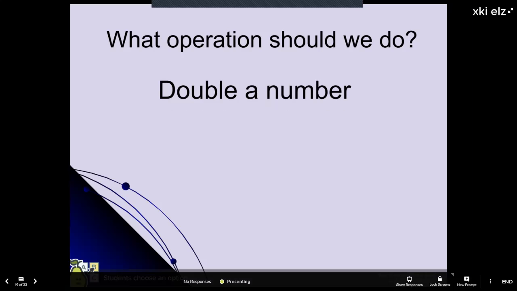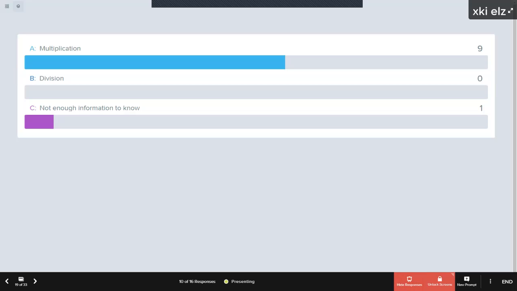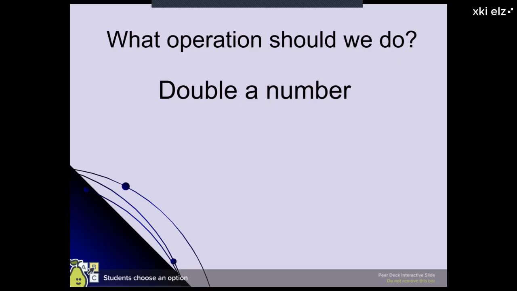All right, so quick check. What operation should we do? Double a number. All right, and most of you guys pick multiplication. Good job. Not enough information. We do. When it says double, it means to multiply by 2. It's a very specific word where it always means multiplication and it always means to multiply by 2.